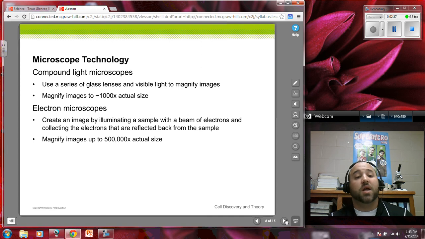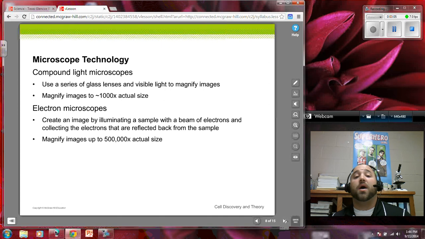So we have a compound light microscope. This is what we'll use in class. It uses a series of glass lenses and visible light to magnify images. It will magnify up to around 1,000 times actual size. Light microscopes get up to, I think, a max of about 1,500 times. At that point, you have to use an oil immersion lens. We won't be doing that. But after that, light is refracted so badly that you can't see anything clearly anymore.